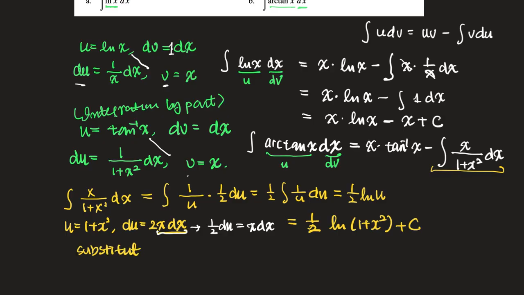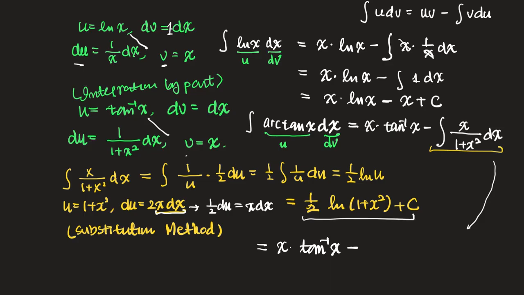Substitution method. That's what we did, right? So now, finally, arctangent x minus 1.5 ln(1 plus x squared) plus c. It's a really long process, guys, but you have to really focus to use both integral techniques.